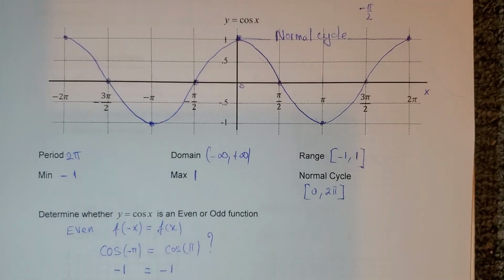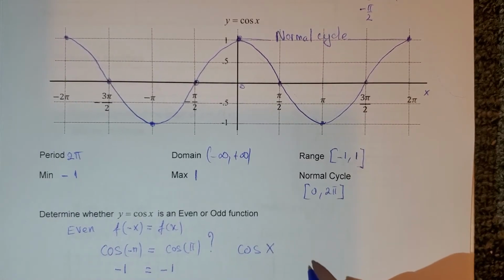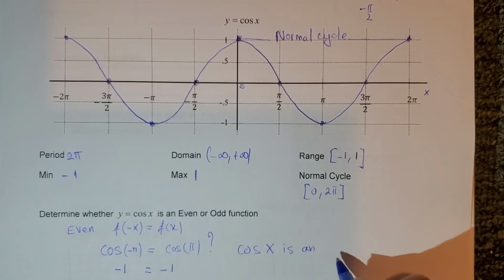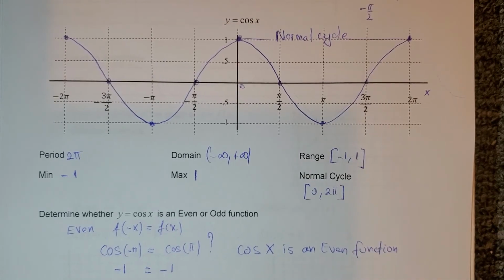So cosine x is an even function. Okay, it's an even function.